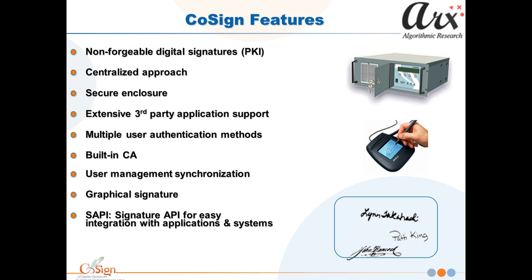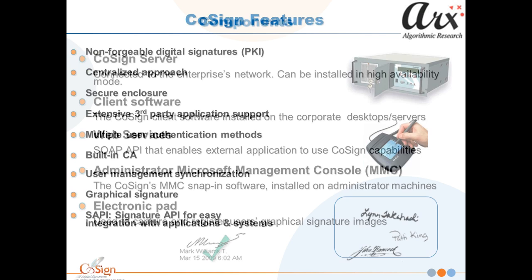CoSign as a digital signature solution does manage your graphical signatures as well. As you can see in this image, we have a few scribbles on the page there, famously John Hancock, but also Patty King, and a third one I can't honestly read the last name of, but we do manage the graphical signatures, and they're stored on the appliance itself. And lastly, we provide a signature API, also known as SAPI, which allows for easy integration with applications and systems, or if you're building your own web portal, things of that nature.